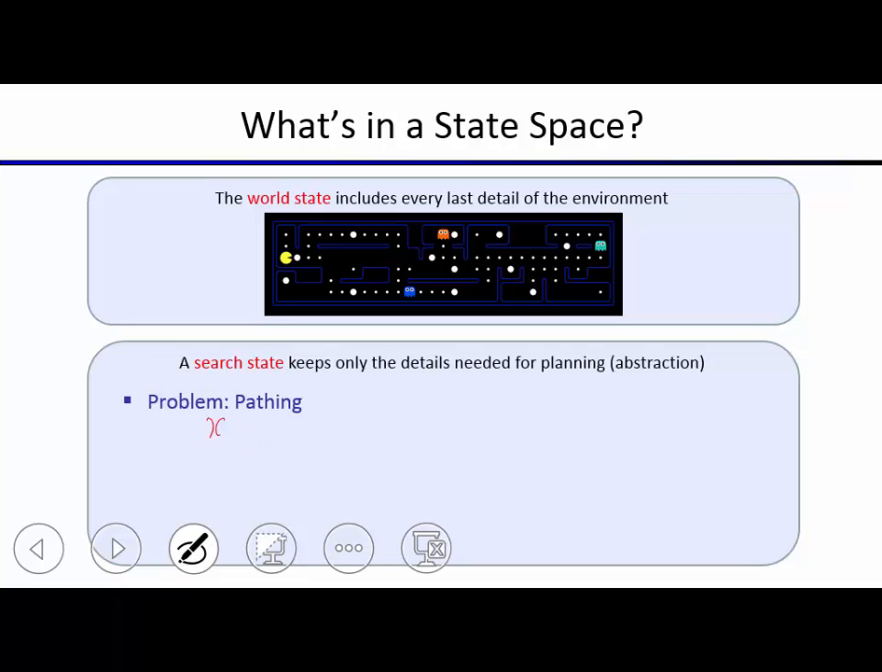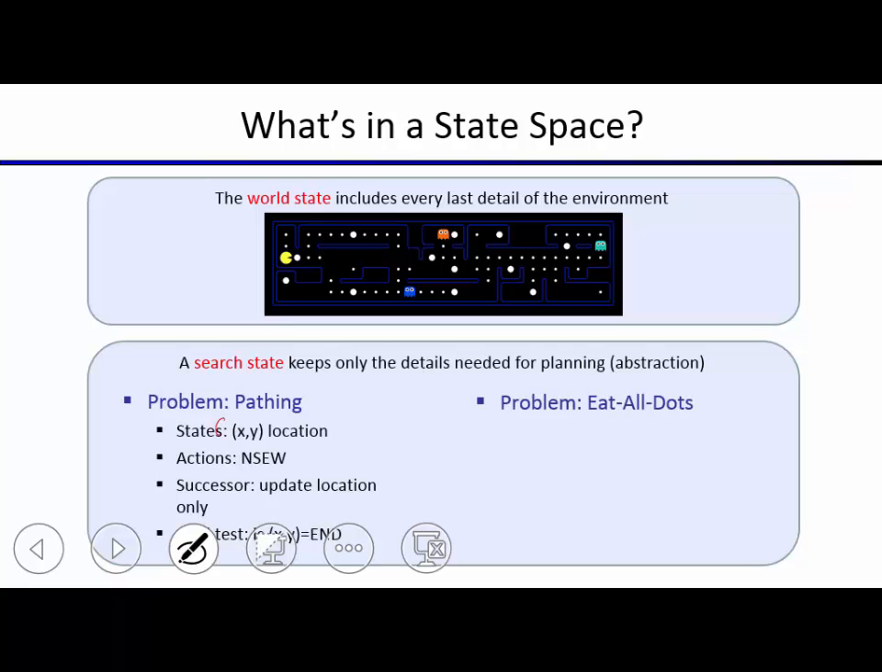Okay, so we solved the first one. Here's another one. What if the problem is eating all the dots? What would be a good state space now? Again, what do we think about? Can we have a goal test based on that state space? And can we have a successor function? Any thoughts on a state space?